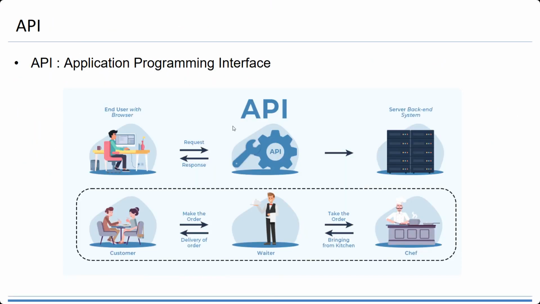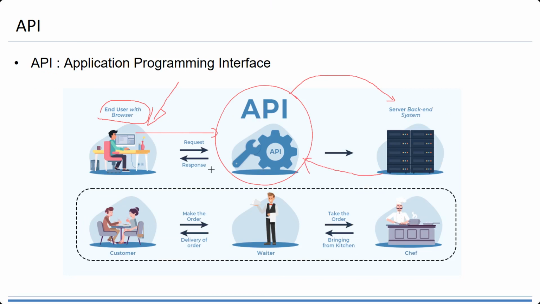So this is one figure to represent about the API. Once you are a client, you want to request something. So the end user with the browser, you can request something and the request will go to the API. And then this API will connect to the server, and this API will provide you something from the server so that the end user will see what is the result from the request.